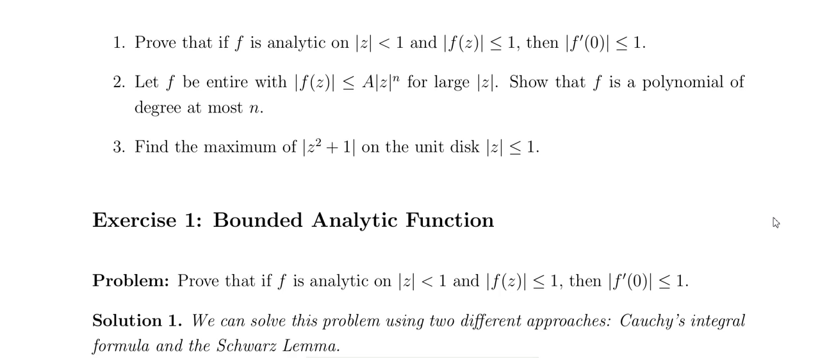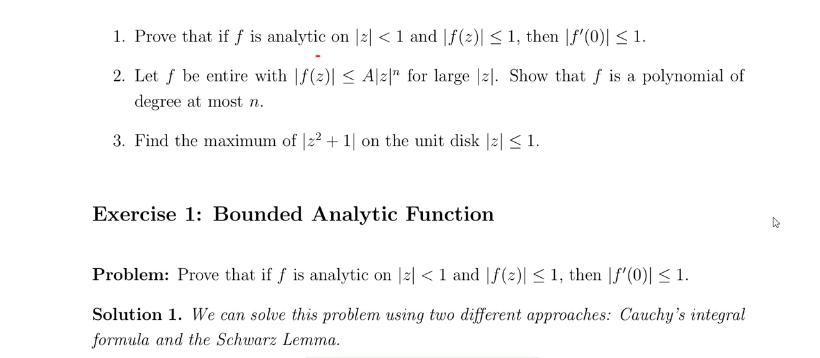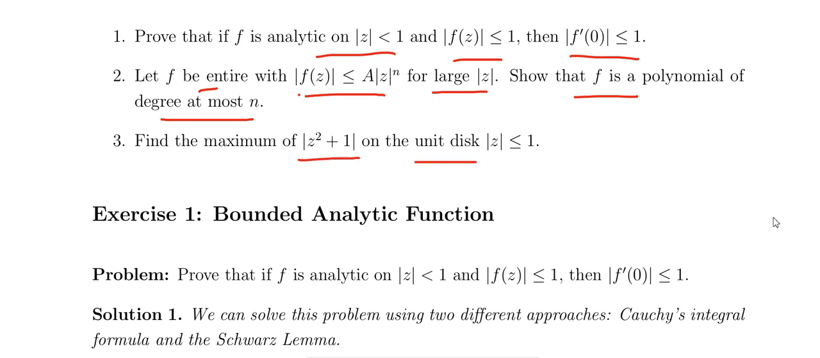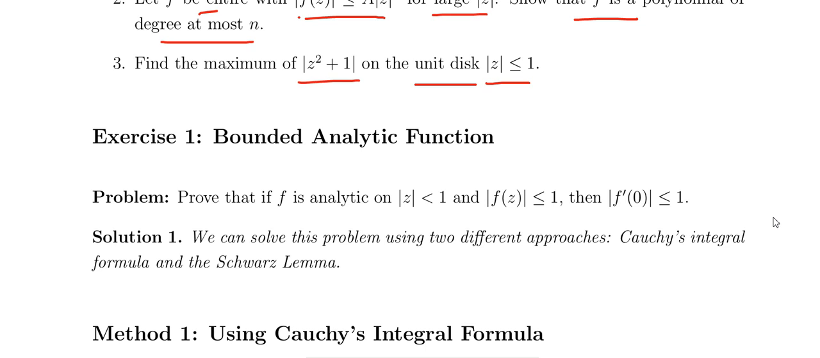So this is the proof that f is analytic on mod z less than 1, modulus of f of z less than or equal to 1. Then modulus of f dash of 0, what is that? If f is entire, and modulus of f of z is less than or equal to a into mod z power n for large mod z, then f is a polynomial of degree at most n. And what is the maximum of mod z square plus 1 on the unit disk mod z less than or equal to 1? What is the maximum value? So the third problem like that, I think it is in the 12th standard book, I thought.